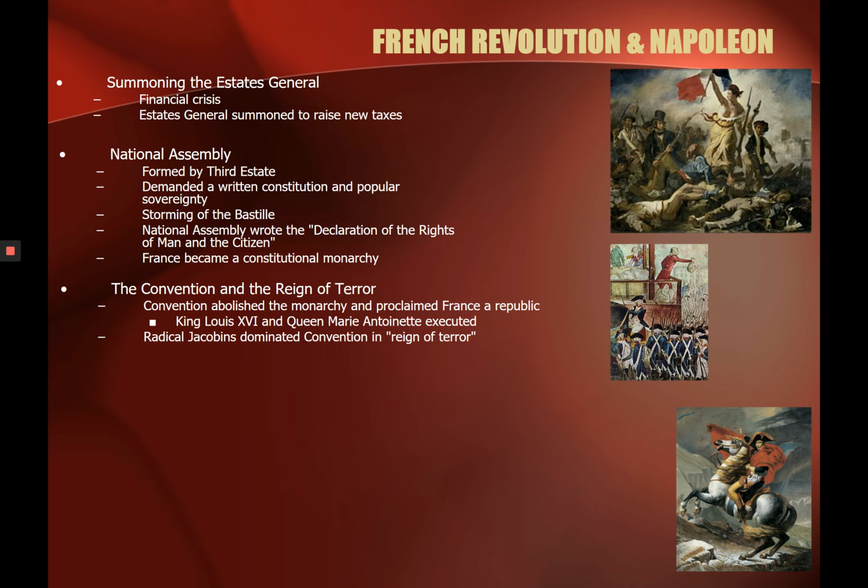And the king and queen try to flee. They end up getting caught. And at this point, they kind of lose all of their power. They were basically seen as abandoning their position. So the convention is going to abolish the monarchy and proclaim France a republic. And now we kind of get into the more radical phase of the revolution, known as the Reign of Terror.